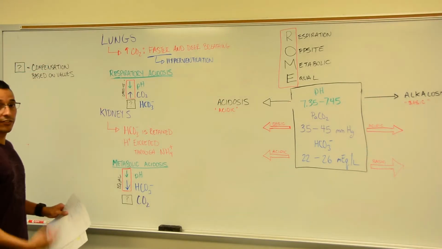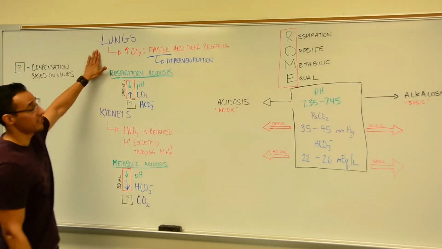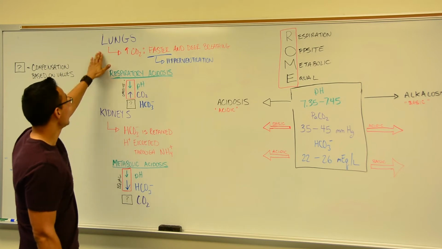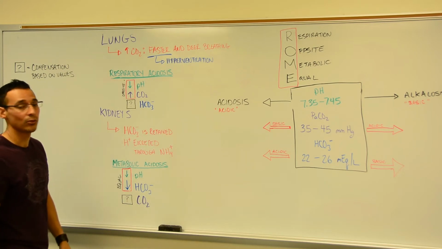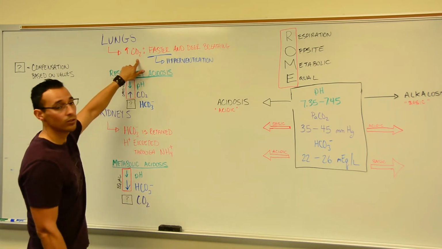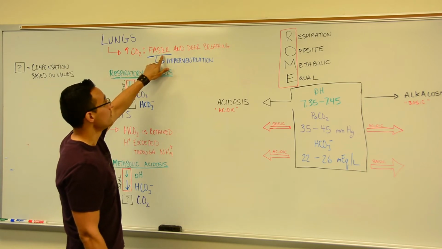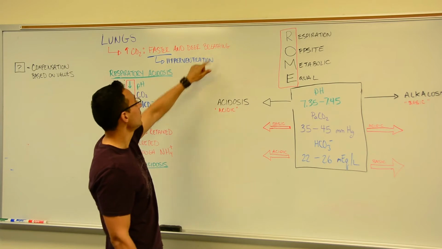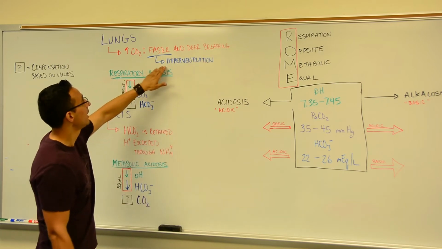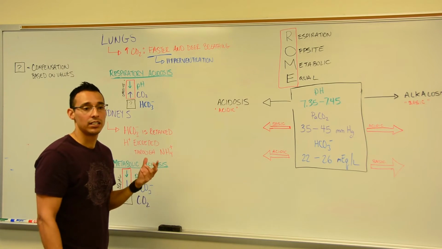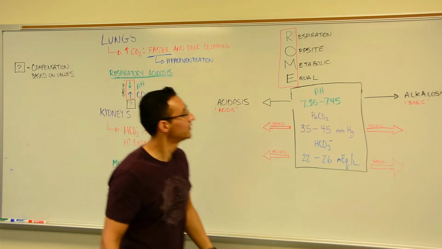Now I'm on the left side of the board, and I'm on the lung side. That's what we're going to talk about first, your lungs. In terms of your CO2, if you have an increase in CO2, your lungs are going to help you by having faster and deeper breathing. This is also called hyperventilation. This is all going to be occurring by your chemoreceptors.